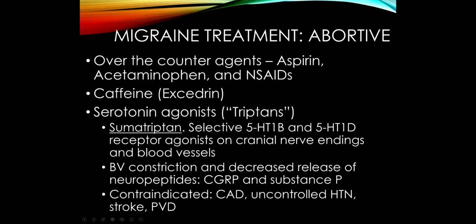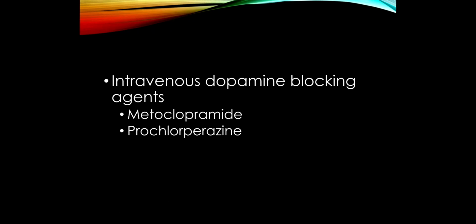Very important, we cannot give sumatriptan in patients with coronary artery disease, uncontrolled hypertension, if they've had previous strokes, or if they have peripheral vascular disease. So the vasoconstriction properties of this medication mean we don't want to give it in this setting. Just within the last year, there is a triptan that came out that does not cause vasoconstriction, but it's so new I'm not going to ask you about it. But it's an alternative for patients that we can't give sumatriptan. Now, if you're in the emergency room, because triptans need to be given soon, right?